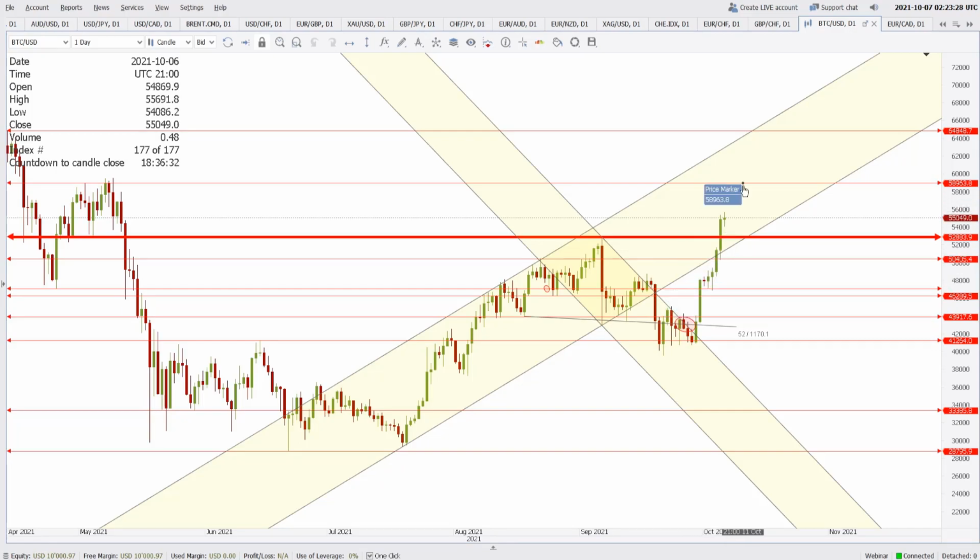So now expect 58,963 to act as the next top, and if the price gives a clean close higher than that, then expect 64,848 in this market soon.